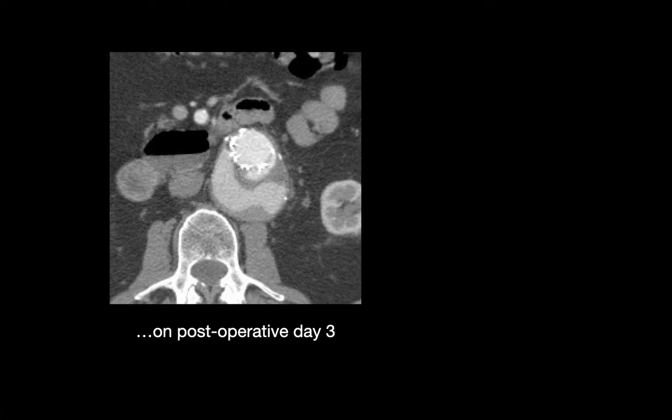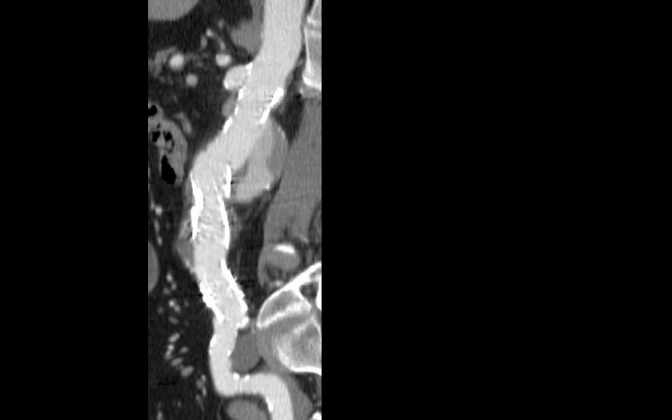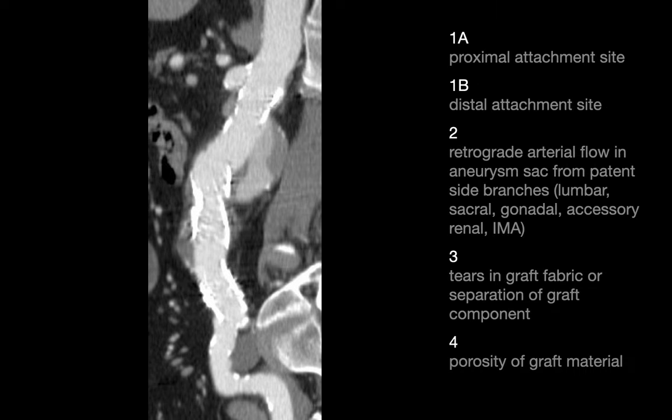And here's a CT image from 3 days later and a corresponding MPR. And what is your best diagnosis here? So we're seeing a type 1A endoleak. Here's a list just reminding ourselves of the different types of endoleak.